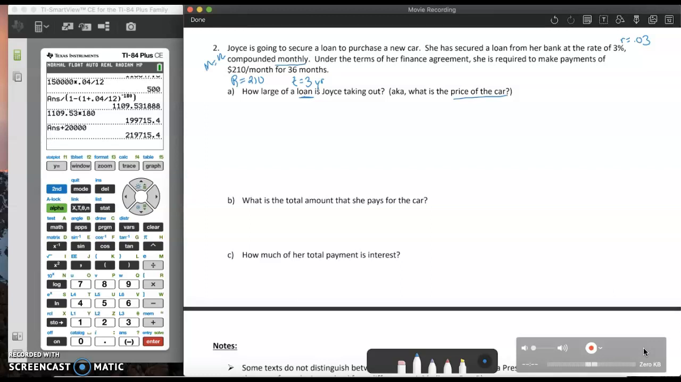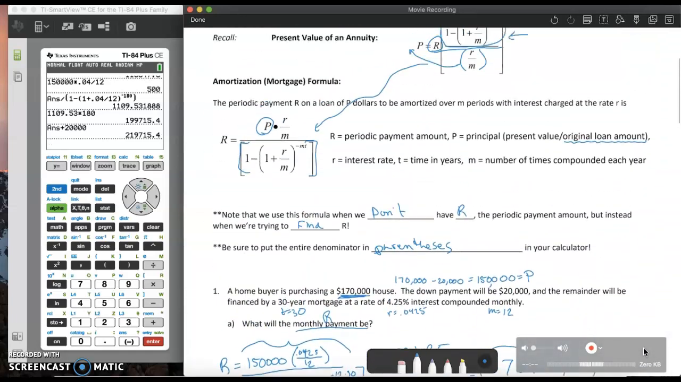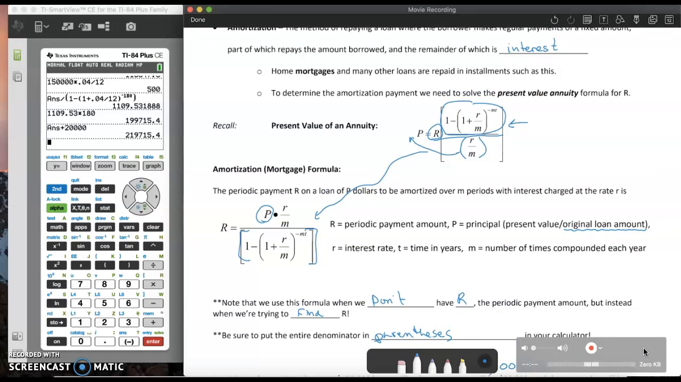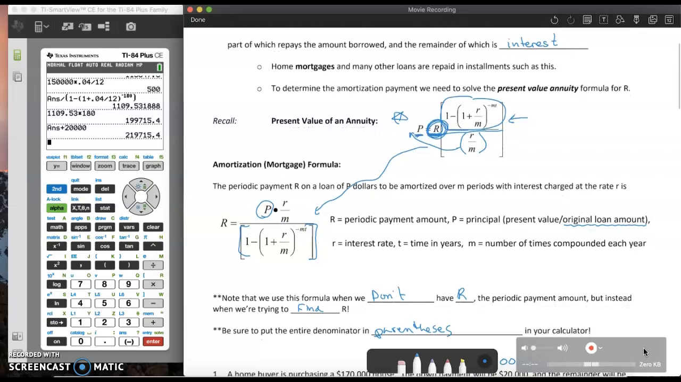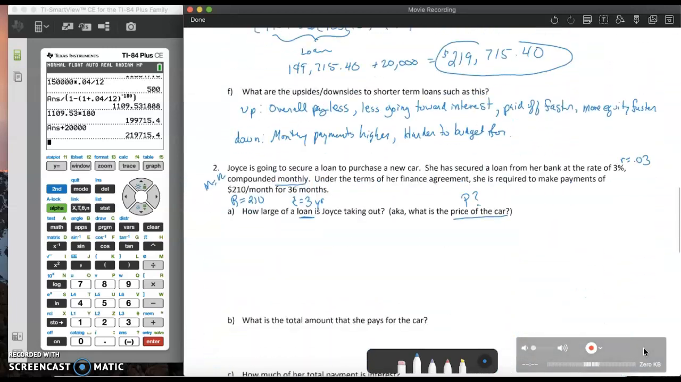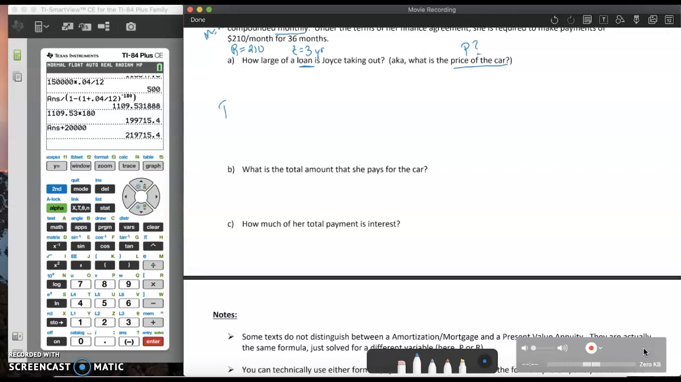We have the big R, and we're trying to find the loan amount or the price of this car, so we are trying to find that big P value. So in this case, if I scroll up, we're not going to use the amortization or mortgage type formatting of this. We're going to go back to that present value because again, we have this R and we're trying to find the P. So you just want to be flexible about which one you use depending on what the question is asking. So this one I'm looking for P.